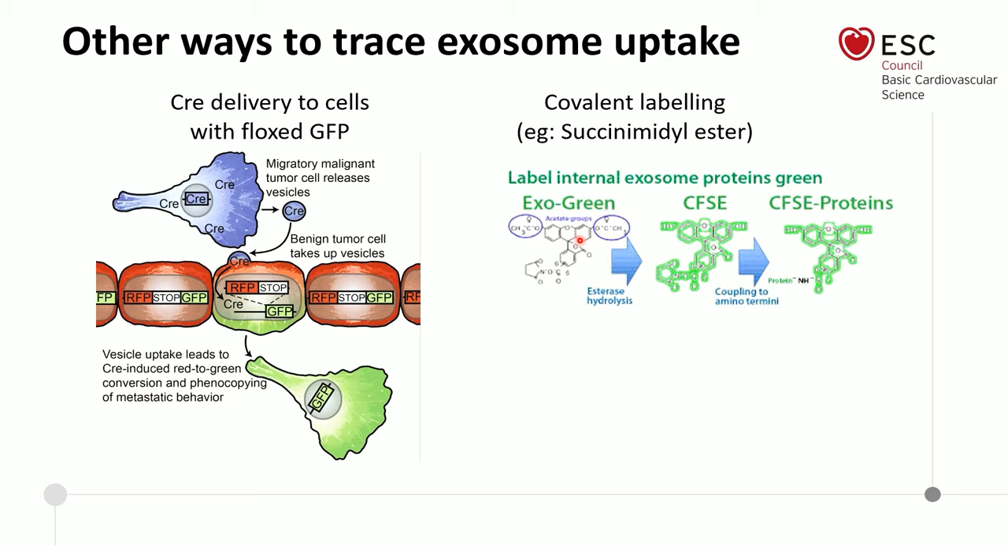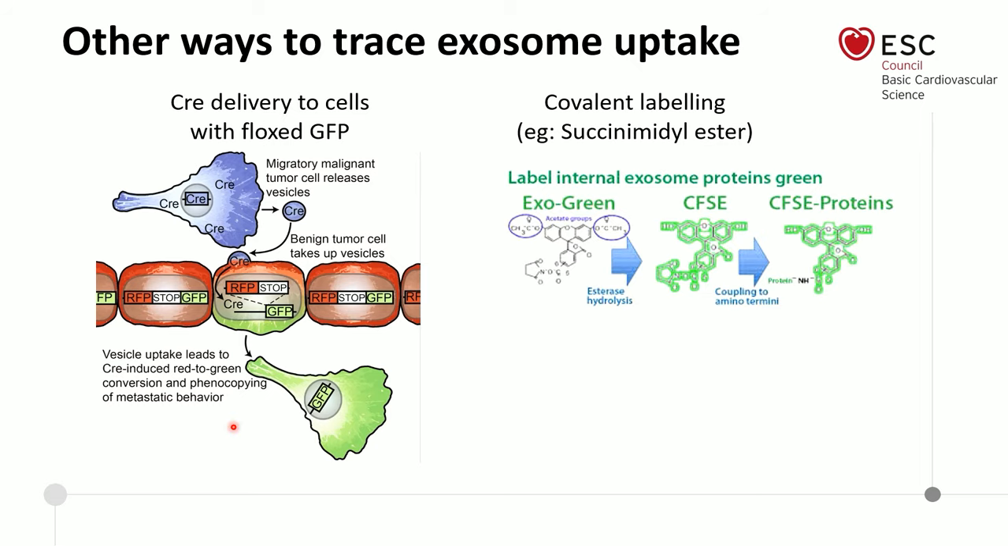So how do we trace exosome uptake then? I'm not going to go into a lot of detail because it's quite challenging actually. One method which has been used is to isolate vesicles produced by cells expressing Cre recombinase. Then by delivering these exosomes either in vivo or into cells, the Cre is delivered, will recombine and induce fluorescence in the recipient cell. This is quite challenging, not always easy in vivo, but it has been shown to be effective. So we at least know that exosomes can transfer proteins and have effects in recipient cells.